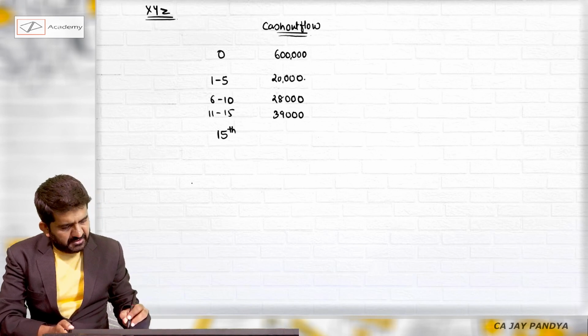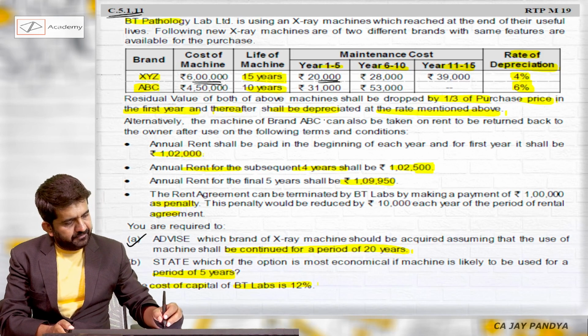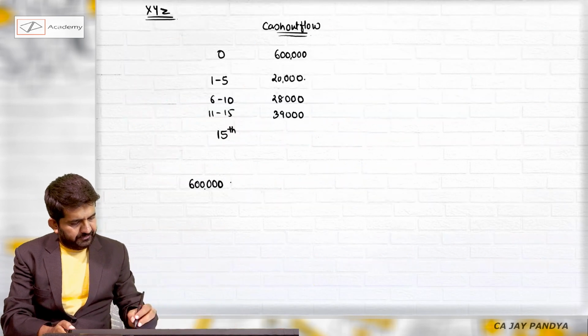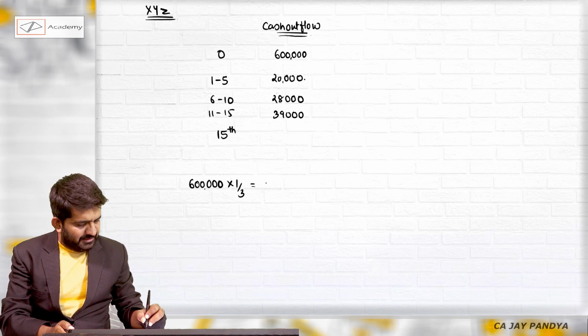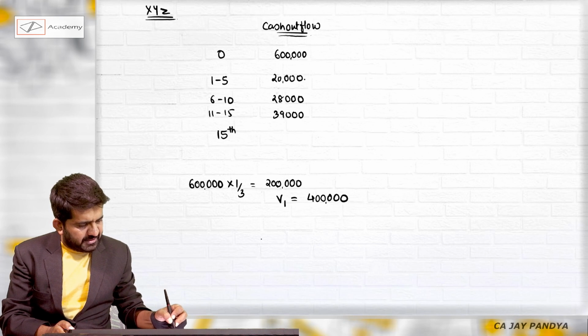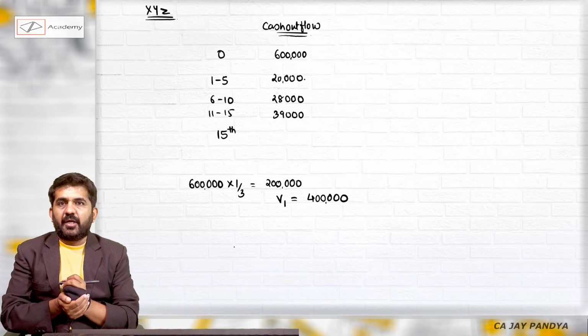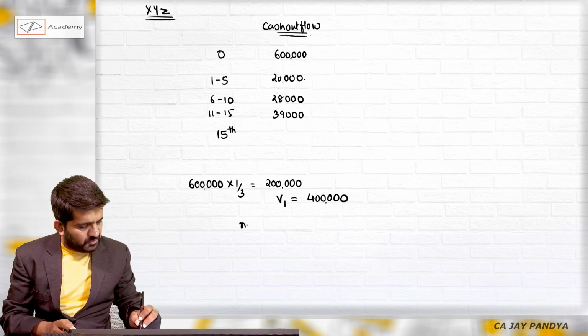Please understand. If I purchase the machinery at 6 lakh rupees, in 1 year it is going to depreciate 1/3, that is 2 lakh rupees. So the value at the end of 1 year is 4 lakh rupees. How 4 lakh rupees? 6 lakh rupees minus 2 lakh rupees. Now this machine will depreciate for the next 14 years.